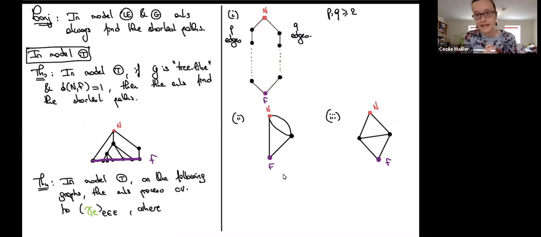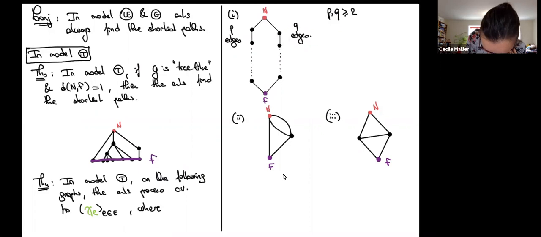And the question is, if p, say, is less than q, do the weights of all these edges on the left here go to 0? And unfortunately, the answer is no. But in fact, we can say more.